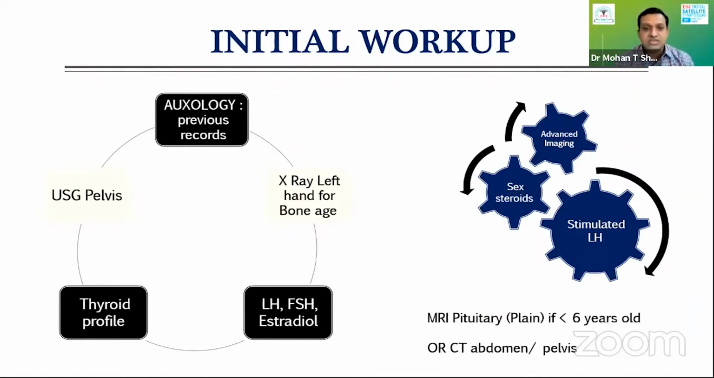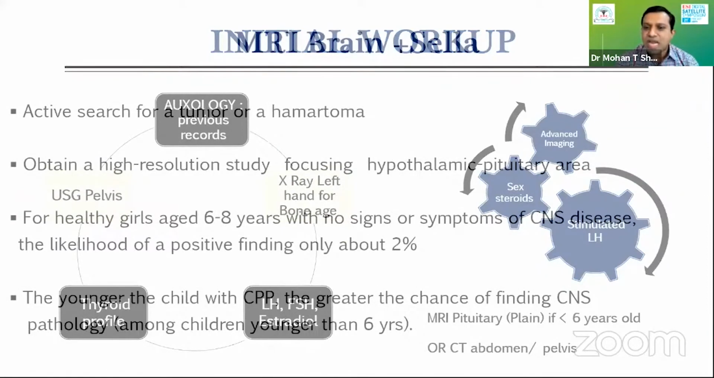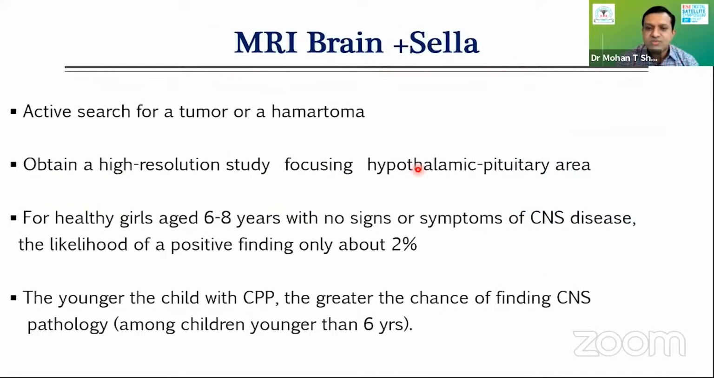So MRI is done to search for tumor or hamartoma, obtaining a high resolution study focusing on the hypothalamic pituitary area. For healthy girls aged 6 to 8 years without signs or symptoms, there is only a 2% chance of finding a lesion. The younger the child with CPP, the larger the chance of finding a CNS pathology.